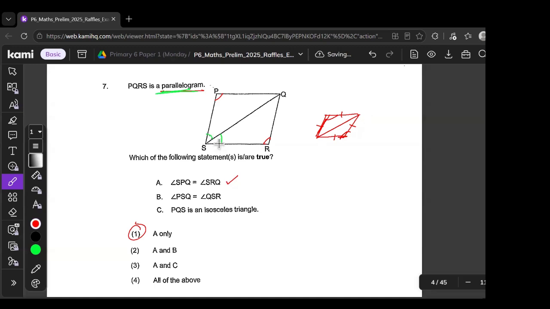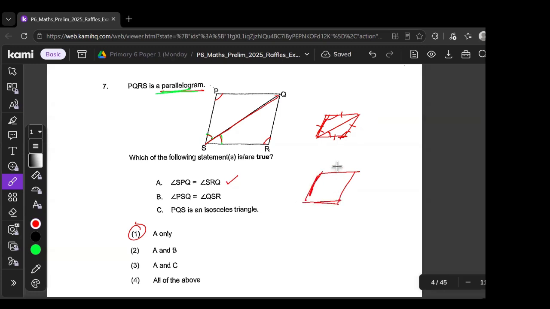Okay, and if it's a rhombus, will it be equal? We are also not sure. So we don't know whether it's equal if it's a rhombus. Okay, so parallelogram, rhombus, when you cut it into half, is it equal? Okay, let me just say one more time.